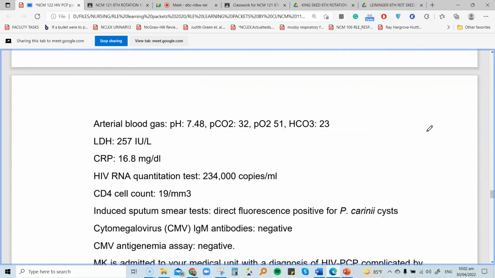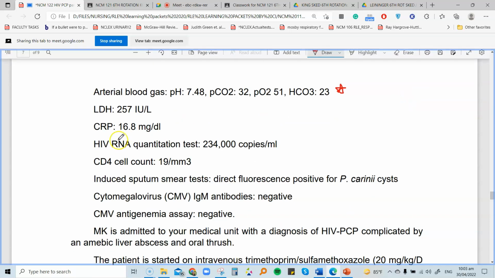Next, arterial blood gas. You have a pH of 7.48, your PCO2 of 32, your PO2 of 51, and your bicarb of 23. So, your next job is to identify the reading and interpretation of your ABGs, because again, this is very much related to your respiratory affectation.